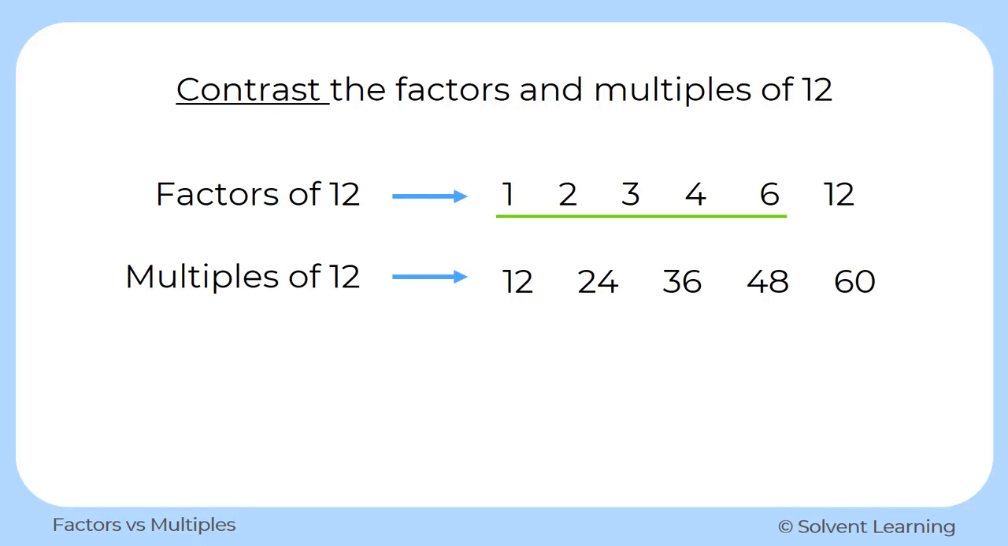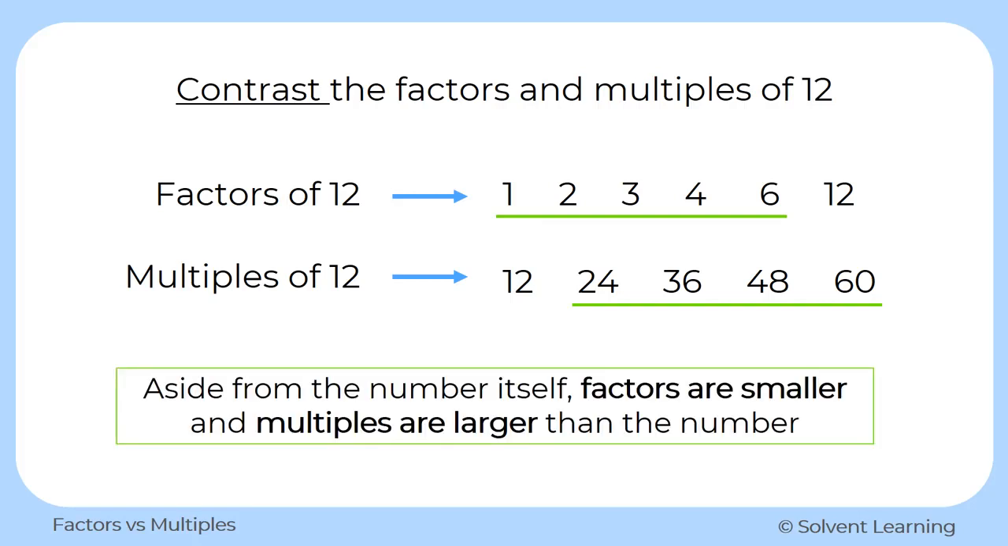Also, if you notice, all of those factors, other than the number 12, are going to be smaller than 12. If we look at the multiples, all of the multiples, other than the number 12, are going to be larger than the number. So that's a difference that factors and multiples have from each other. So we can say that aside from the number itself, the factors will always be smaller than the number, and multiples will always be larger than the number.